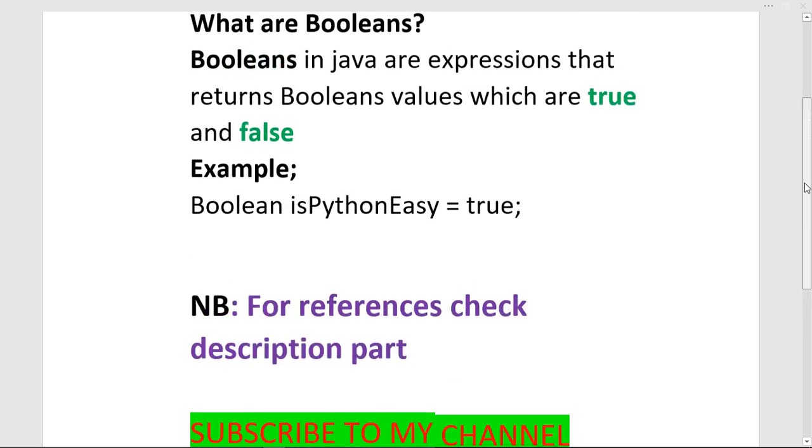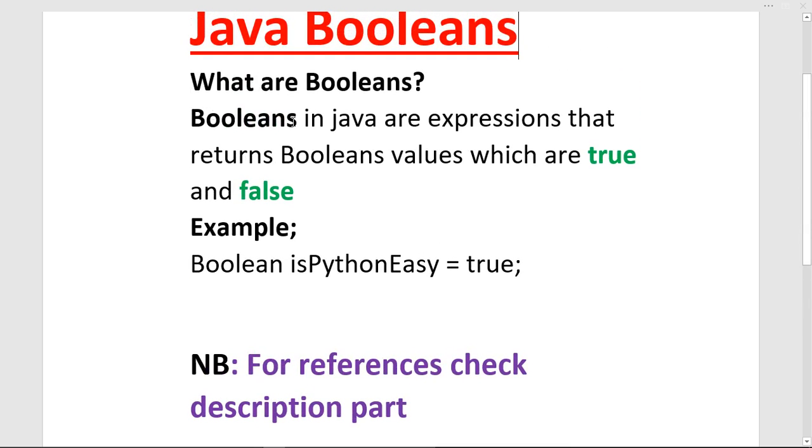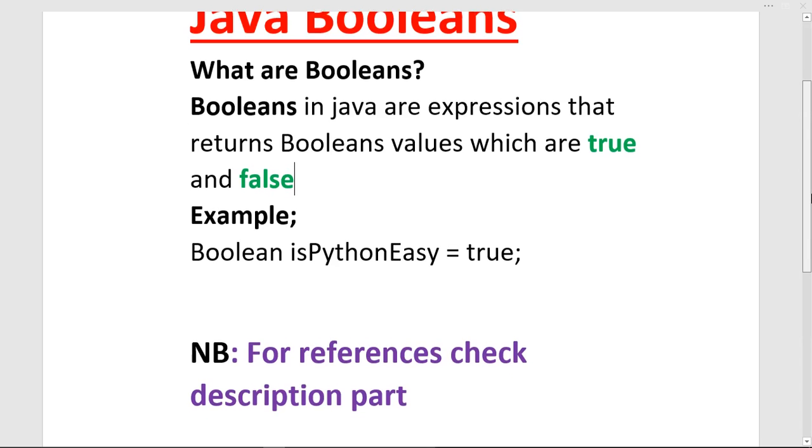All right, now Booleans in Java are just expressions that return Boolean values, which are either true or false. As we were discussing in a previous tutorial when we discussed strings, if you have not watched our tutorial on strings, you can watch it.